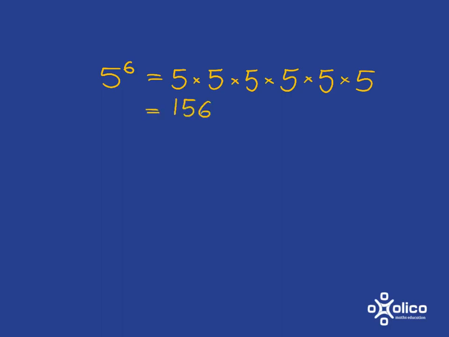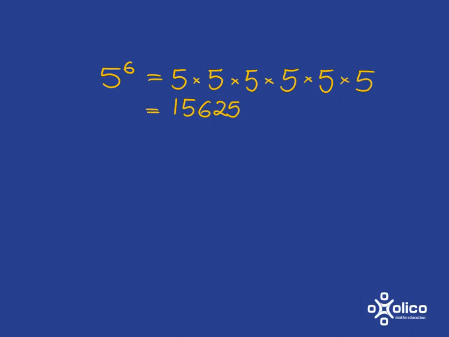5 to the power of 6 just means that you have 6 fives that are multiplied together. So that's 5 times 5 times 5 times 5 times 5 times 5, and that gives you, if you work it out, 15,625.